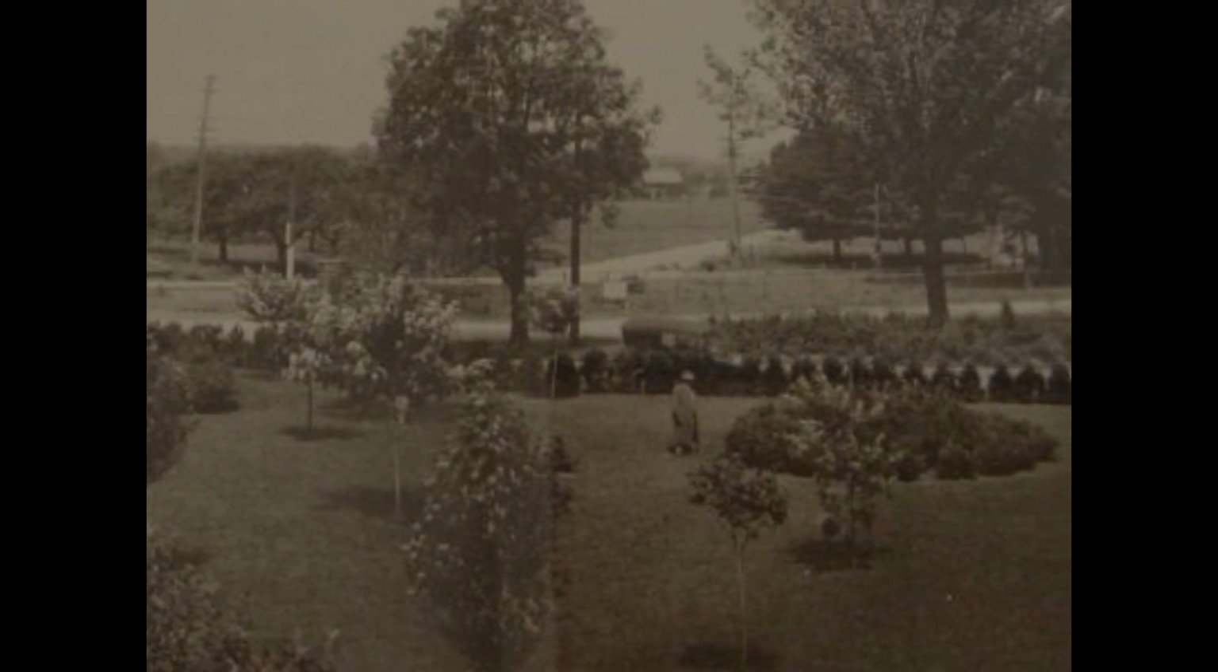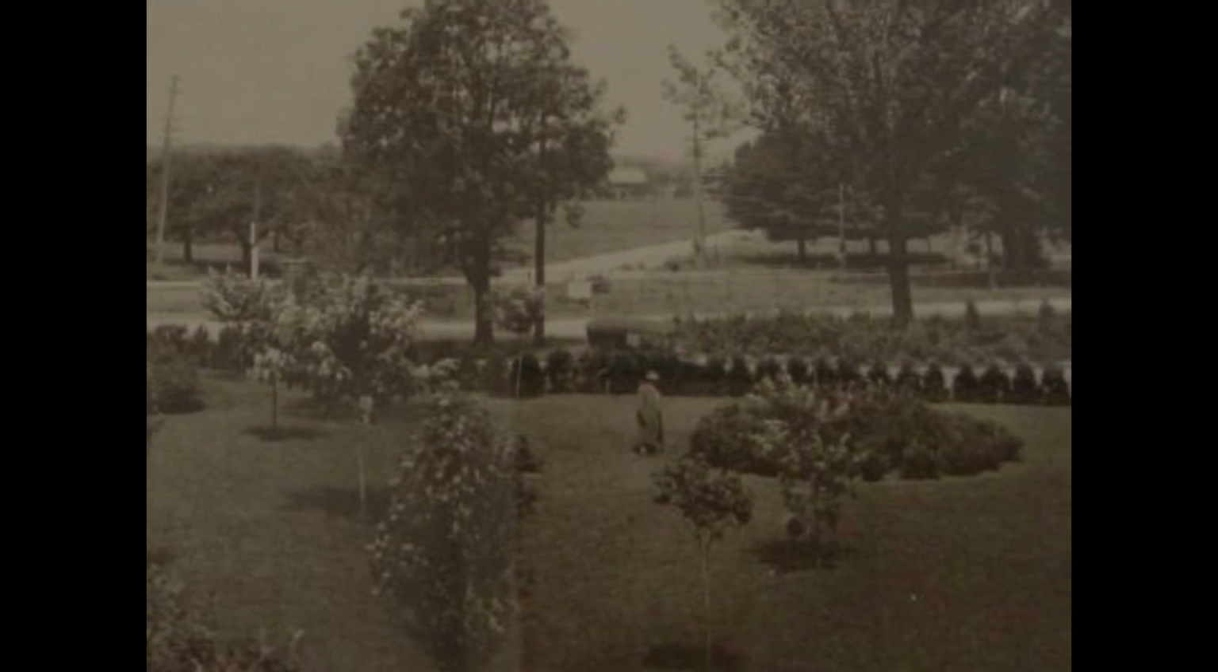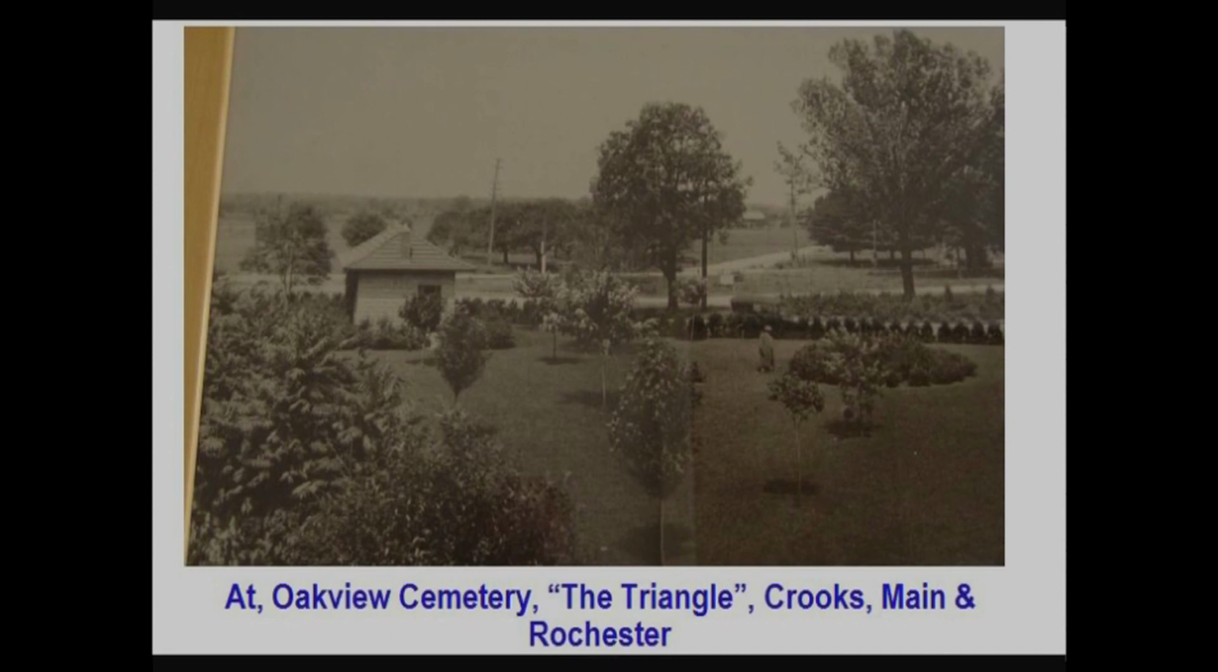You can see out in front a car going by on Rochester Road. You can see Main Street. You can see the tip of what would be St. Mary's Cemetery. You can see a little building on the left, which later was expanded and is now the kind of the administrative offices for Oakview Cemetery.